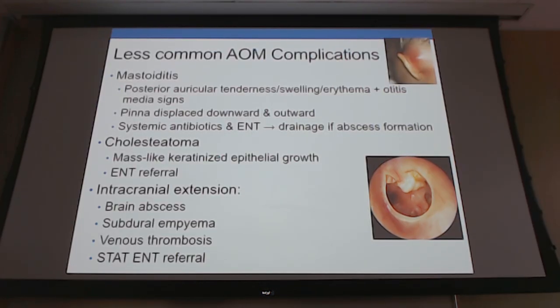The other one would be a cholesteatoma. If you're seeing something yellow, whitish when you're looking at the TM, that looks like an epithelial-like growth, ENT will take care of that one too. And then all the big bad things you're thinking of: it can seed anywhere. Is it going to cause an abscess or an empyema? Is it going to cause a hypercoagulable state and you end up with a thrombosis? All of those are ENT.